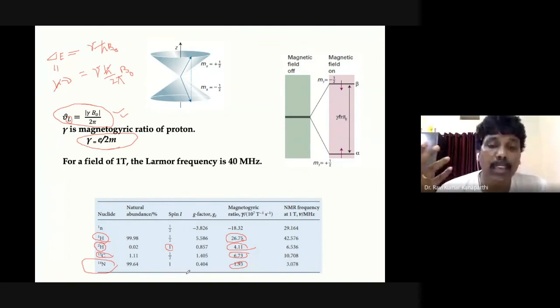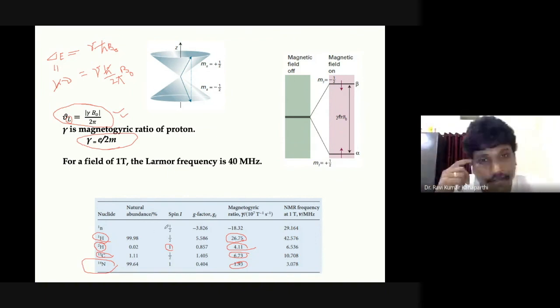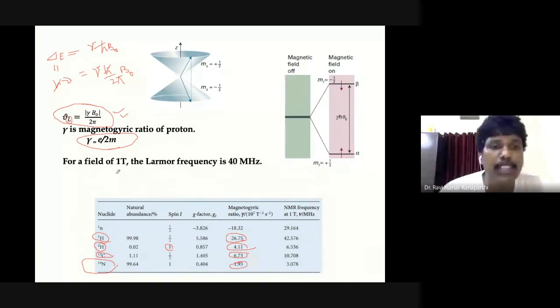If a nucleus has a high gyromagnetic ratio, its frequency will be higher. That is one thing. And estimating the Larmor frequencies of the atomic nucleus is very important.